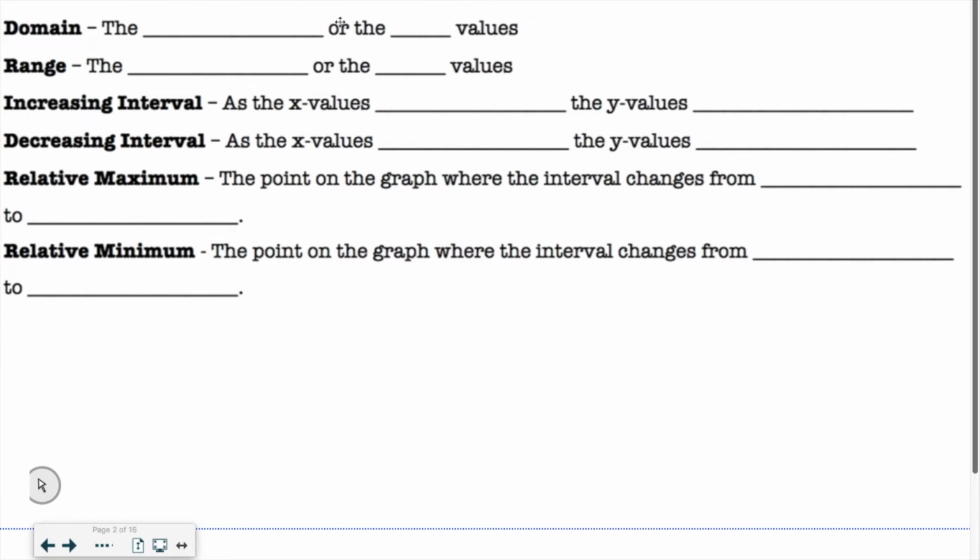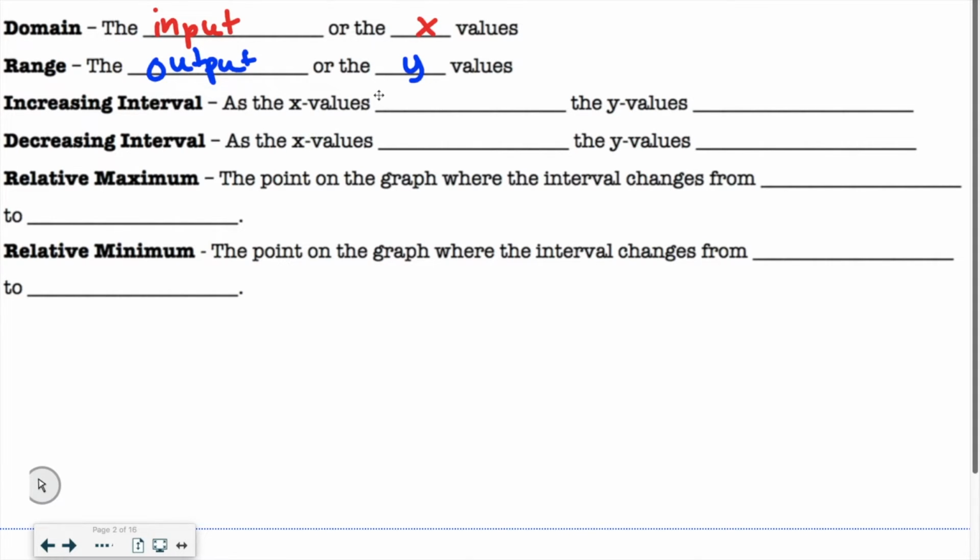The domain is the input or the x values. So it's what you're plugging in. The range is the output or the y values. So the y values would be your answer. So after you plug in whatever x value you have, and then you get the y value for the answer, which is the output, the answer that comes out.